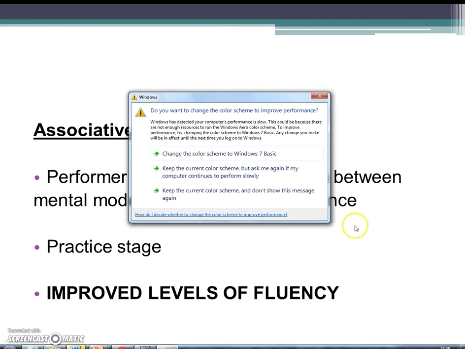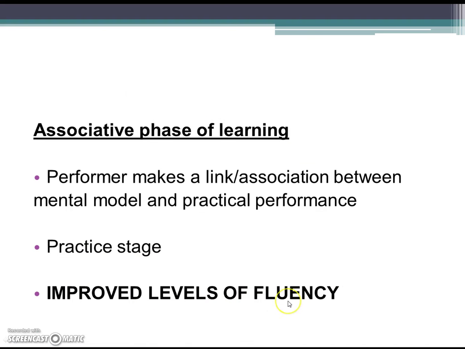At this stage, we have this word fluency again. There are improved levels of fluency. Okay, and finally, when talking about feedback, the associative stage is the stage where you start to use intrinsic feedback. So you start to be able to make adjustments yourself based on what you know already from the cognitive phase of learning. So stage 2 is the associative phase of learning. This is your first characteristic, this is your second, third, but do not forget feedback. Now feedback, remember, a performer will start to use intrinsic feedback. It can't be fully used, but they start to use it.